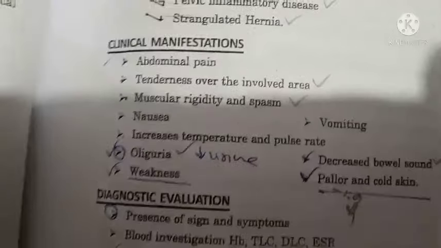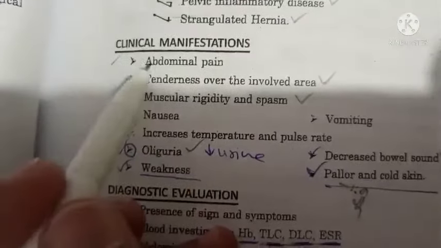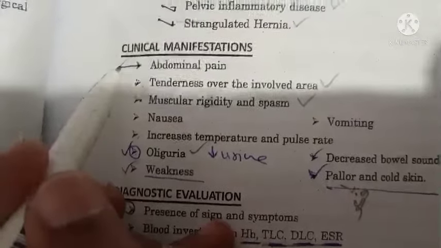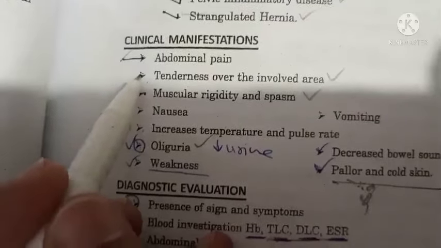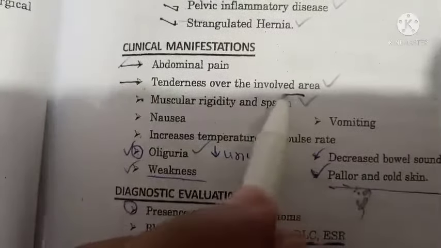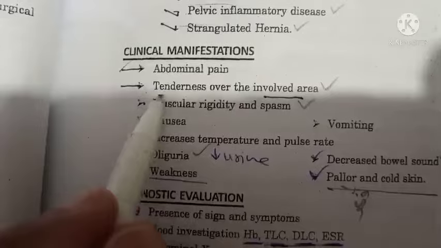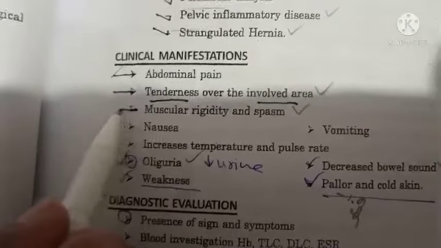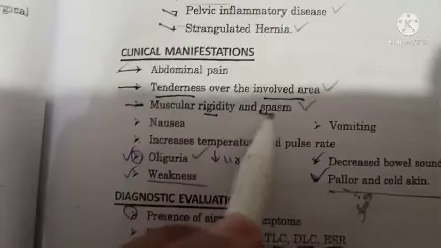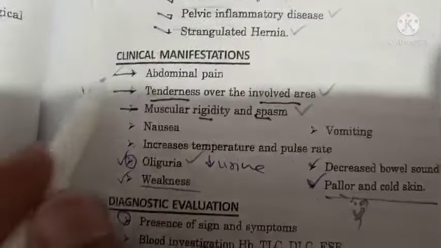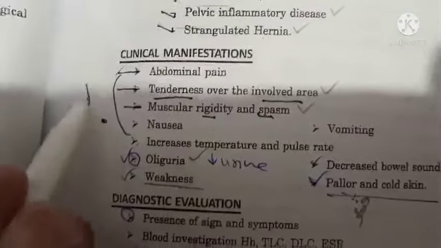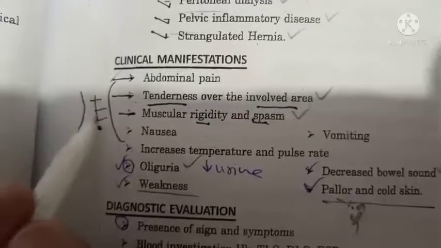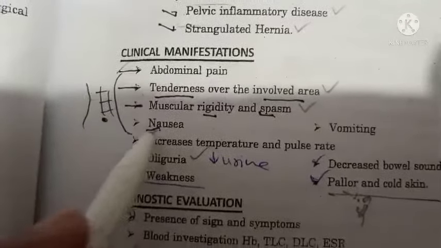So the clinical manifestations of peritonitis: first of all, the patient will have abdominal pain, and tenderness will be present over the involved area, meaning the patient will complain of pain when the area is touched. Muscular rigidity and spasm will be there when we touch the abdomen of the patient, and nausea will be there.